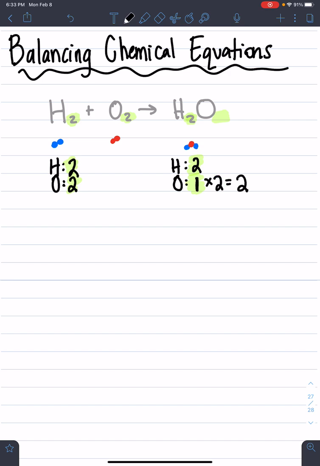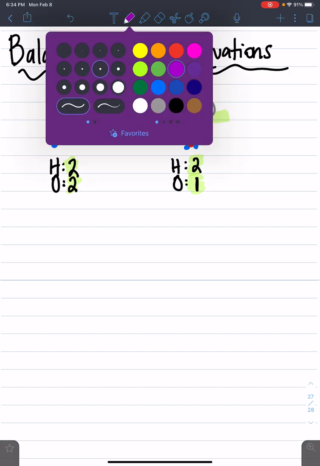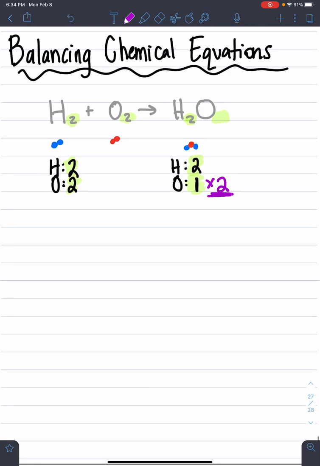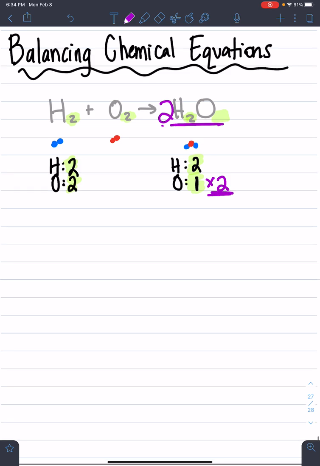Now, let me actually write this in a different color so it's easier. But if you ever multiply something at the bottom here, you have to make sure to add this number up by the molecule up top here. So up top here, we need to add a 2 here because we added it to this H2O, to that oxygen. Now, since the 2 is in front of this whole H2O molecule, we can't just multiply the oxygen. We also have to multiply our hydrogen by 2 as well.